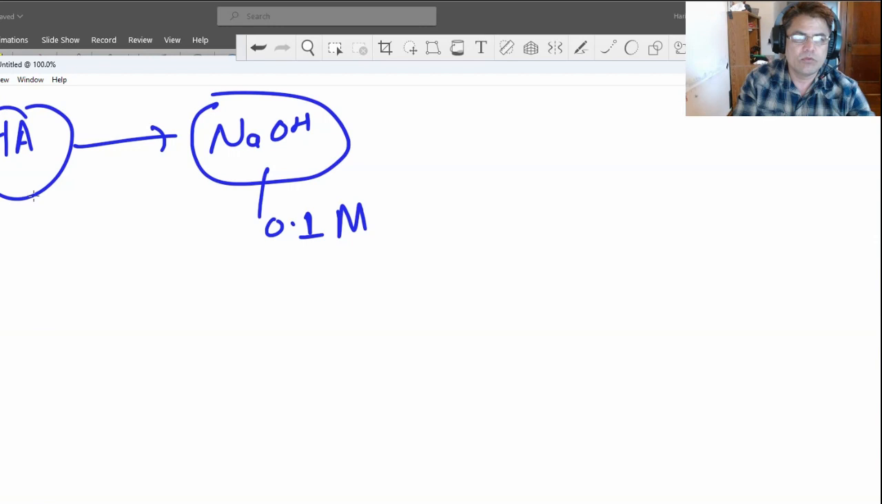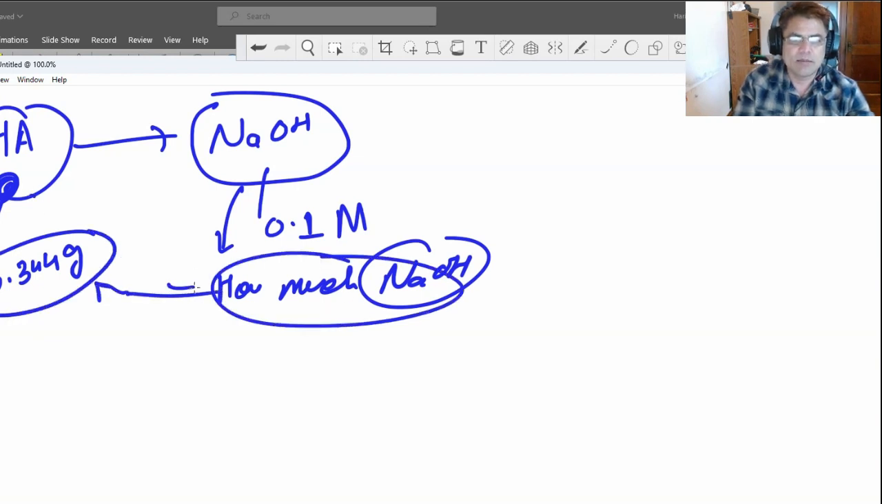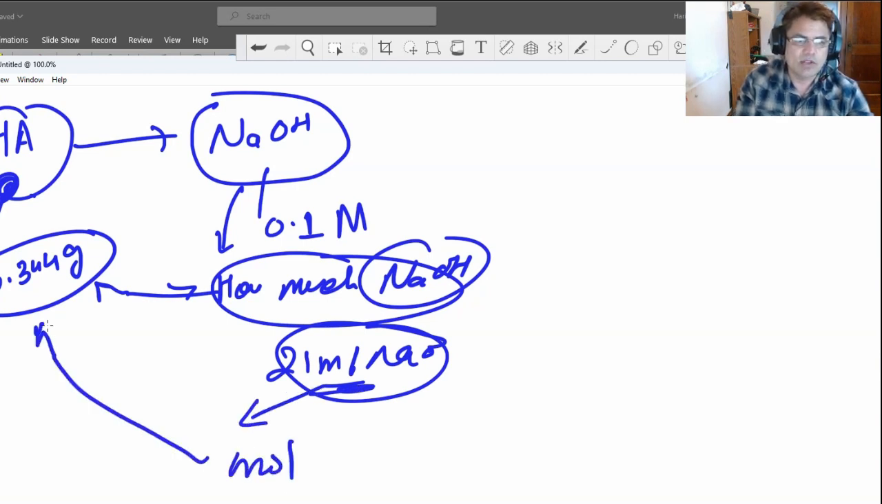We will do the reaction between HA and NaOH, and we will find how much NaOH is necessary to neutralize the sample. Let's say we take 0.344 gram of the unknown and react it with NaOH, and the reaction consumes, for example, 21 ml of NaOH. We find how much NaOH is consumed, and we convert that into moles.